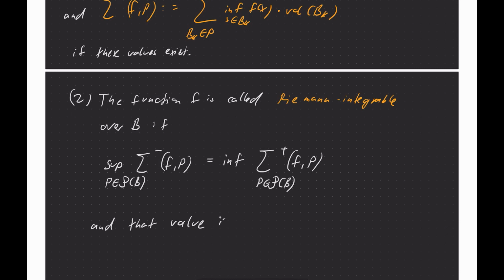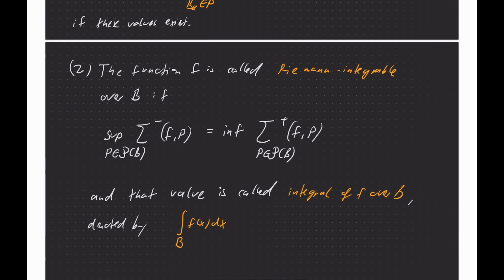And that value is called the integral of f over B. And it will be denoted by, as usual, the integral of f of x dx over B. Okay, so instead of having an upper and lower bound on that integral, you just write the box B below the integral. Doesn't really make sense to specify upper and lower bounds here. Okay, so that's what we'll call the Riemann integral.